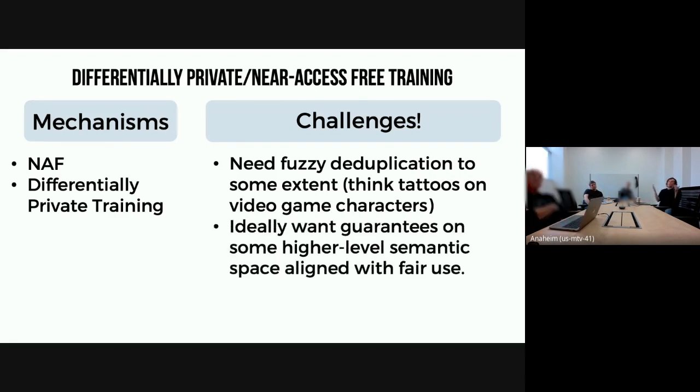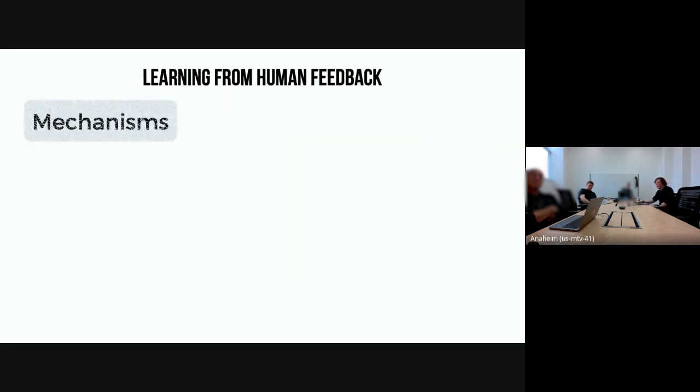And ideally, you want guarantees at some higher level semantic space, right? The places you'll go versus the places you'll boldly go. You need to make sure that those are taken into account. The fact that you can have these two different things that are not fair use that might look very different at a low level similarity space, but actually at some different high level semantic space are aligned, right? And so we need to think about that both in terms of differential privacy and near access free, but also within all the other strategies that we're taking into account.